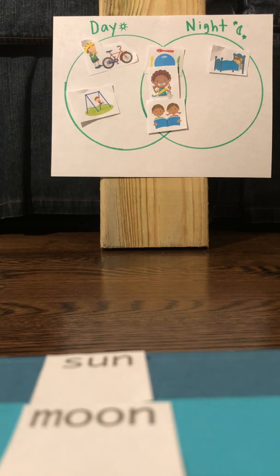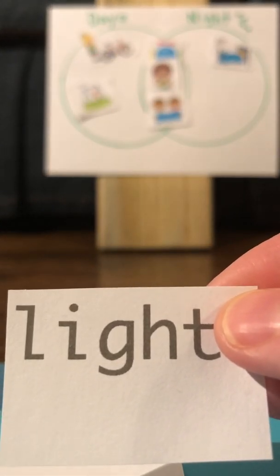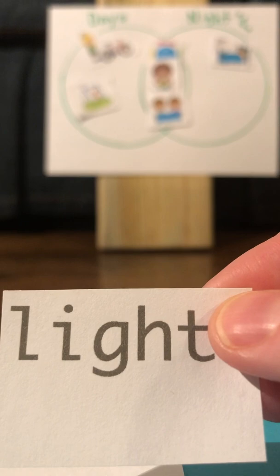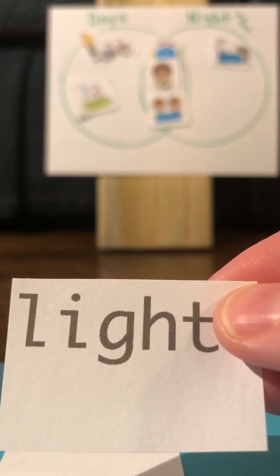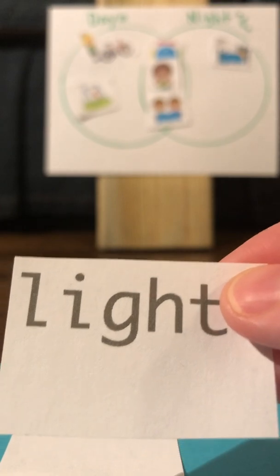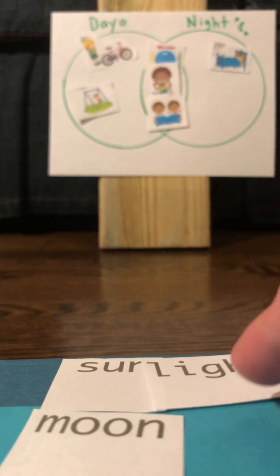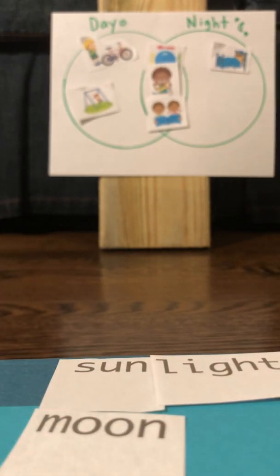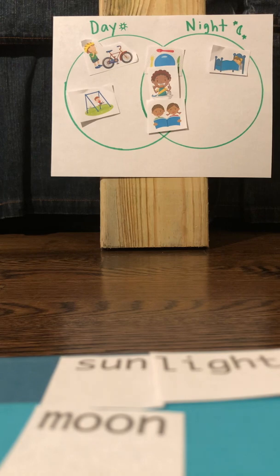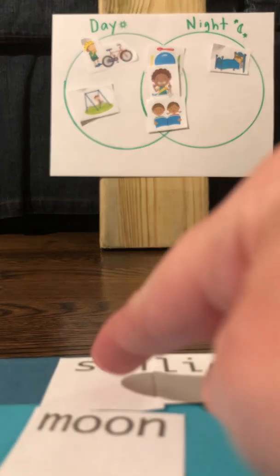Now, when I'm thinking of the word sun, I want you to think of a word that has sun in it, but it has another word too. What could that word be? It starts with the letter L. This word is light. If I put this word right next to sun, I've made a compound word that says sunlight. Can you say that with me?